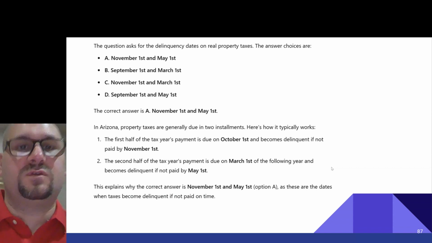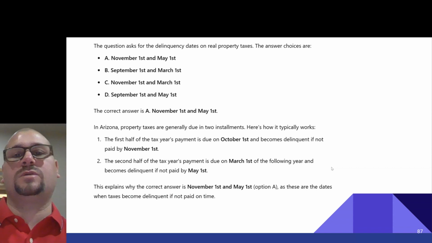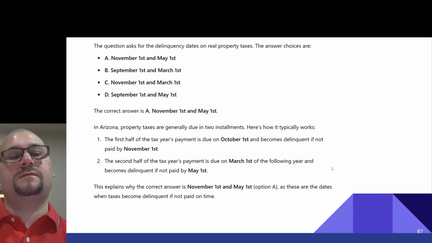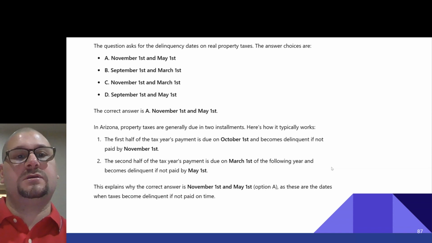So the question asks for delinquency dates on real property taxes. The answer choices are November 1st and May 1st.